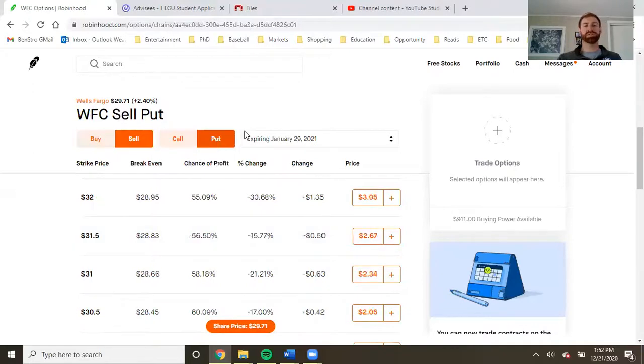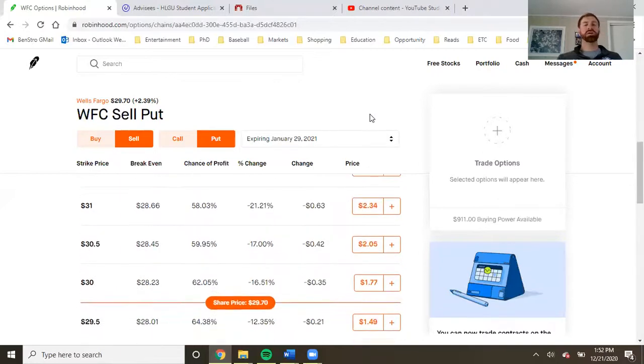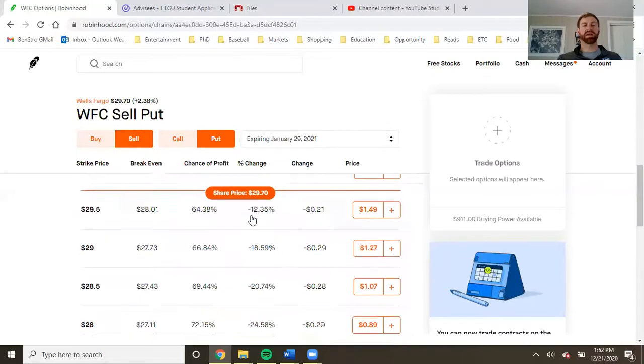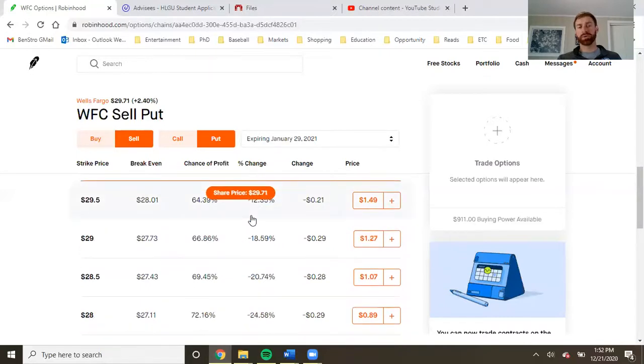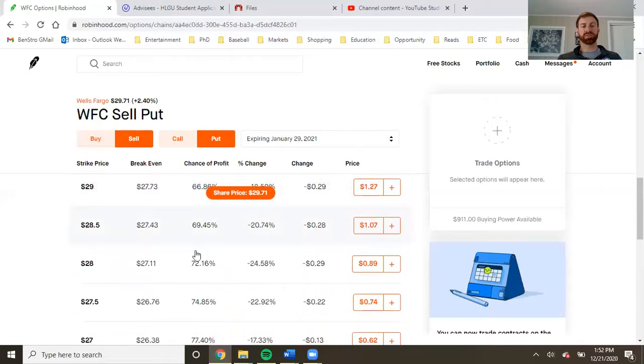So one interesting strategy: when you sell puts, since you're selling on an expectation of depreciation, you could always go ahead and put in an order to sell a put. People also say write the put. So let's say you did that for $28, right? You would get 89 cents.